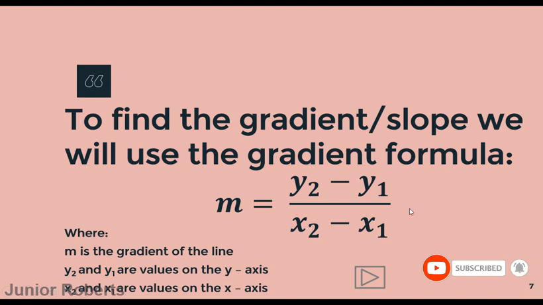Now we're going to actually utilize this formula in future videos and actually see how we go about finding the gradient. But for now, this will be our formula which we will use to find the gradient of our line of best fit. Now, in the case of y2 and y1, x2 and x1, these are values on the y-axis and these are values on the x-axis. So we're going to look at how we go about finding values for y2, y1, x2 and x1.